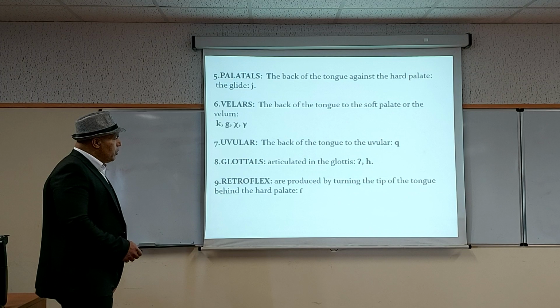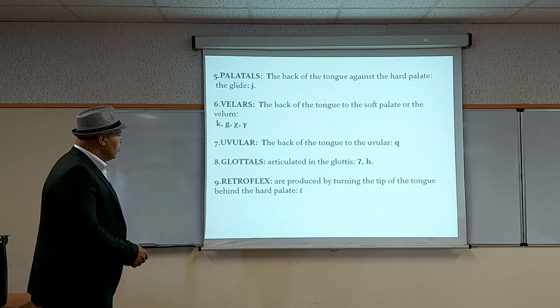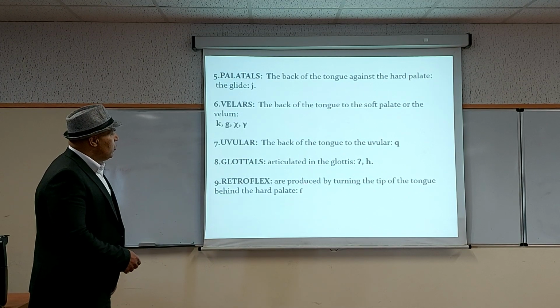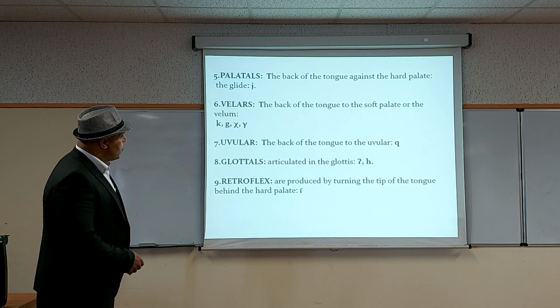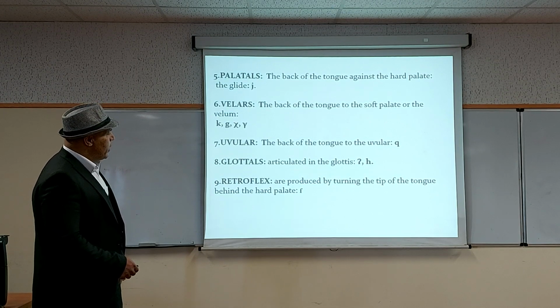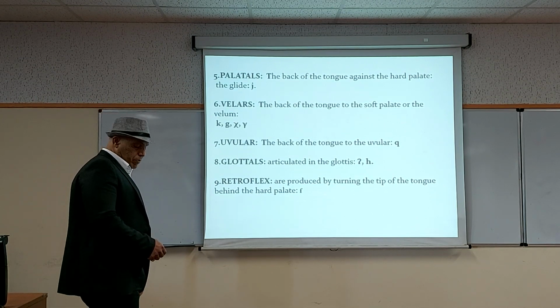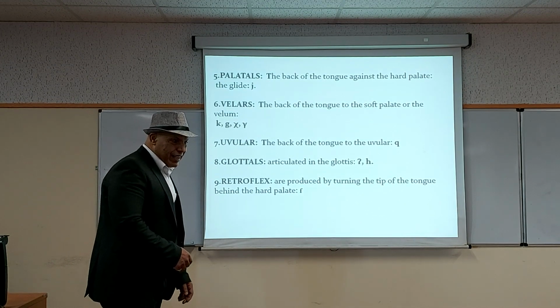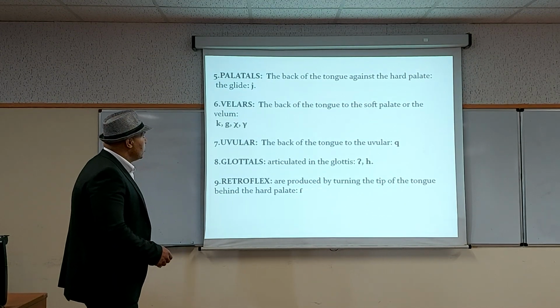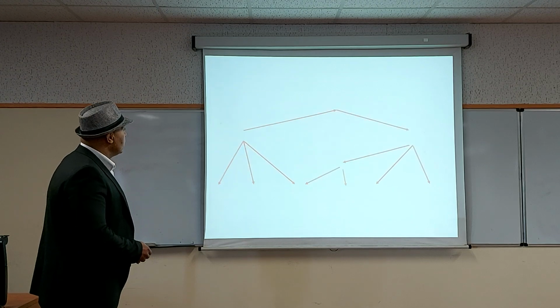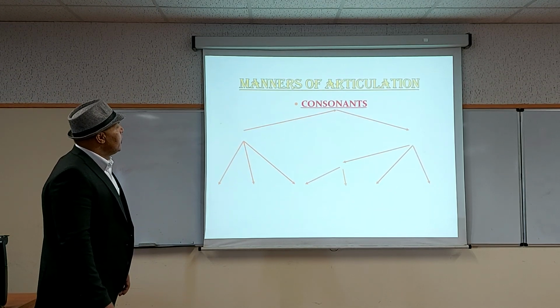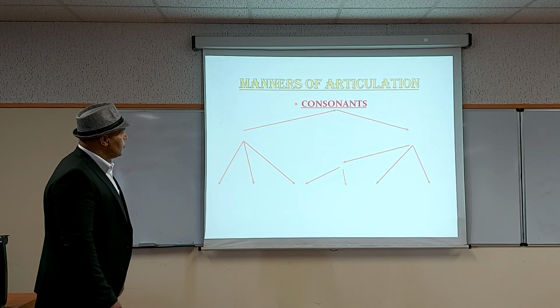Retroflex sounds are produced by turning the tip of the tongue behind the hard palate, which is "r", and we find it more in American English, when Americans pronounce the words war and bar, so they pronounce it in this way.